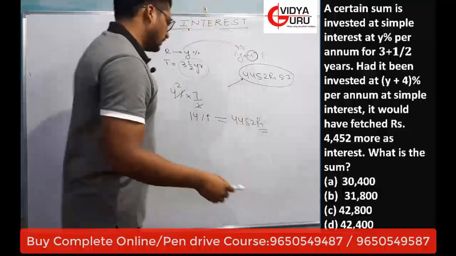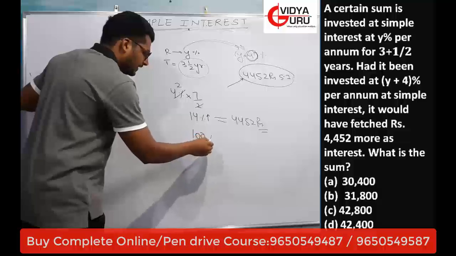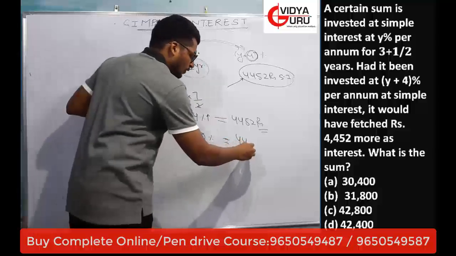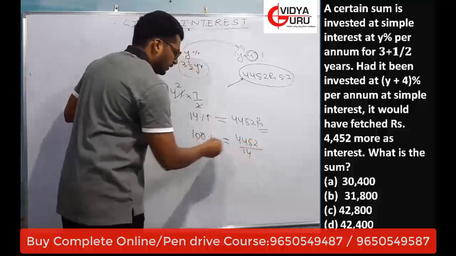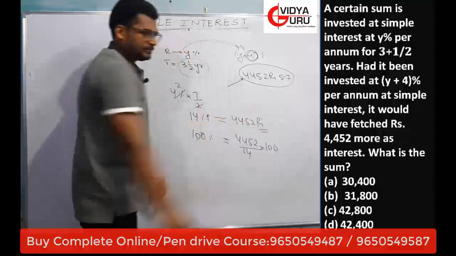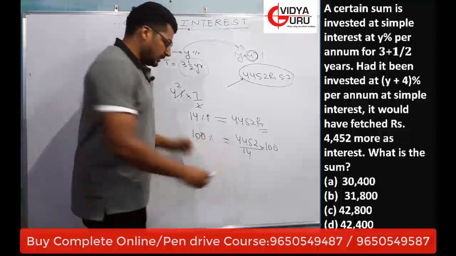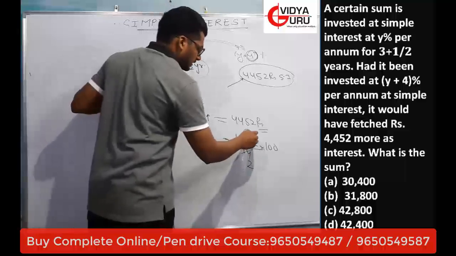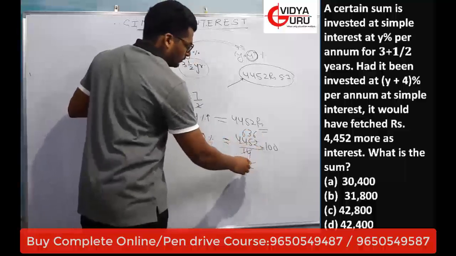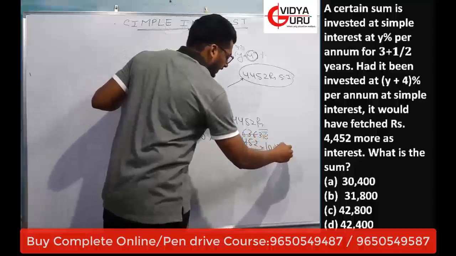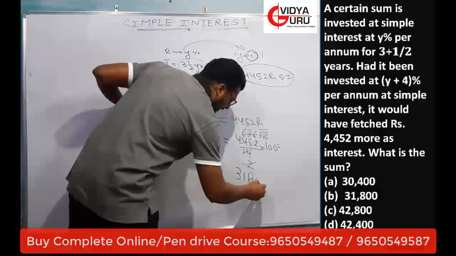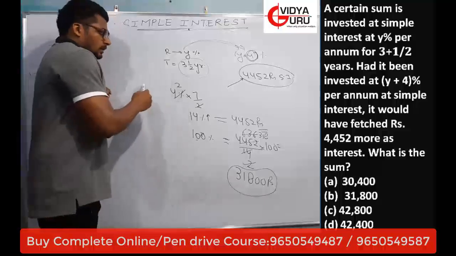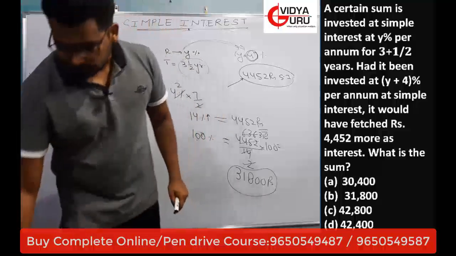What is the question asking? What is the sum? We all know that the sum is 100%. 14% is 4452. What will be 1%? 4452 by 14. And 100% will be into 100. If we solve this, 7 2s are 14, 7 6s are 42, 7 3s are 21, 7 6s are 42, giving 31800. Hope you are understanding the question.